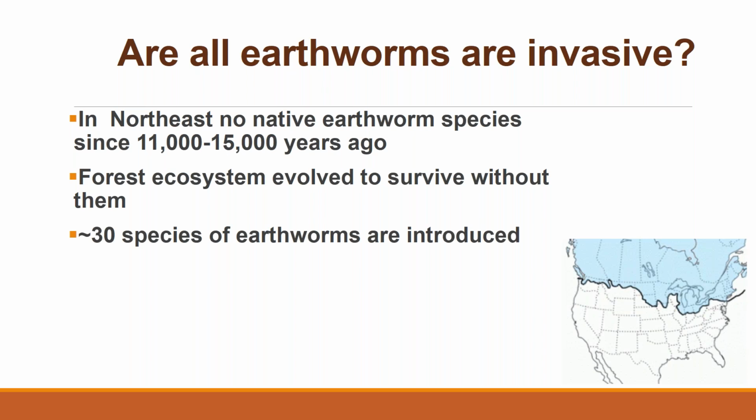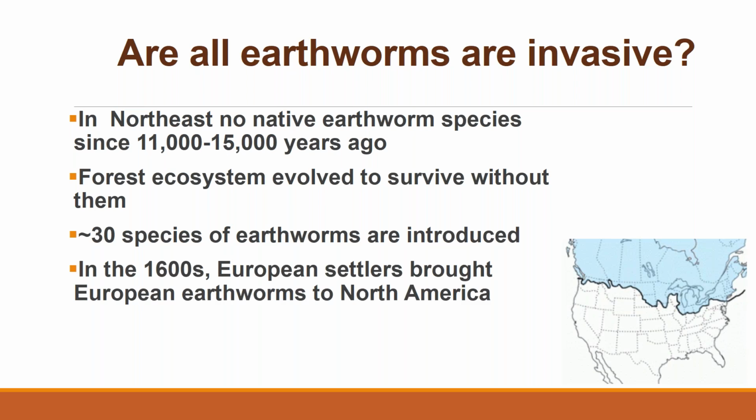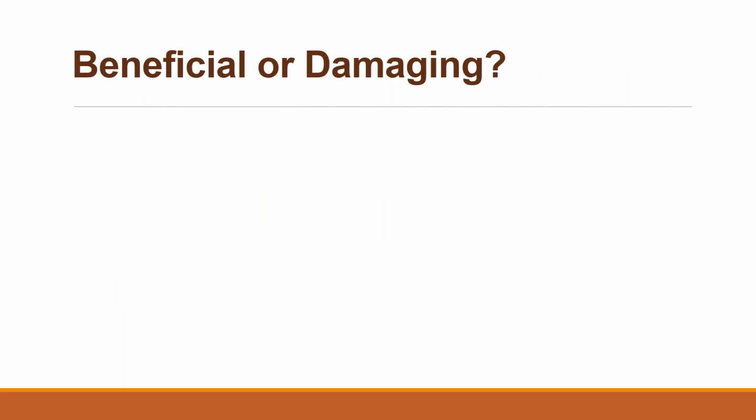But because we had settlers from Europe, about 30 species of earthworms were introduced, and we call them European earthworms. They were introduced in the 1600s, a very long time ago, and that's why they are very widely distributed, and we no longer consider them invasive because they've been here for a long time. But they're not native to North America. You just need to keep that in mind.